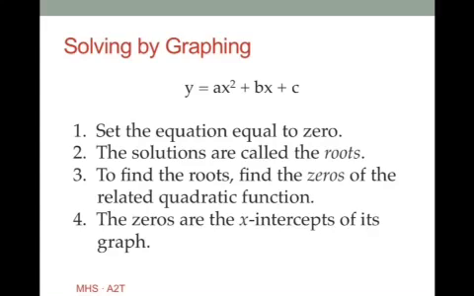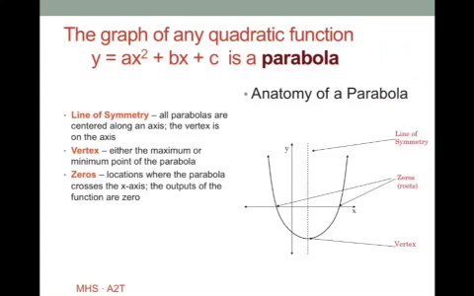So roots and zeros we often use interchangeably. The zeros are the x-intercepts of its graph. So in other words, if you have a parabola, wherever it crosses the x-axis, those are considered the zeros, or x-intercepts. Those are the roots of your equation, y equals ax squared plus bx plus c. So let's take a look at a parabola. I call this the anatomy of a parabola. These are different parts that make up a parabola that help us in order to graph it.